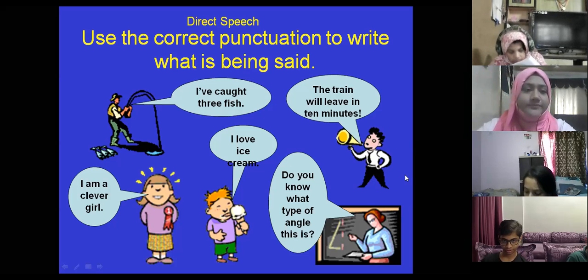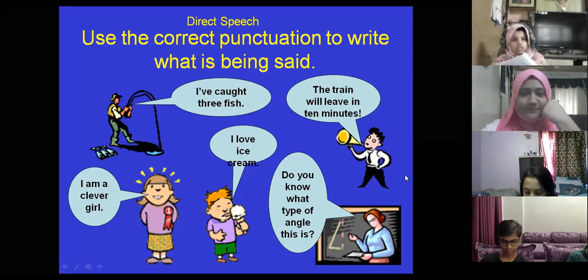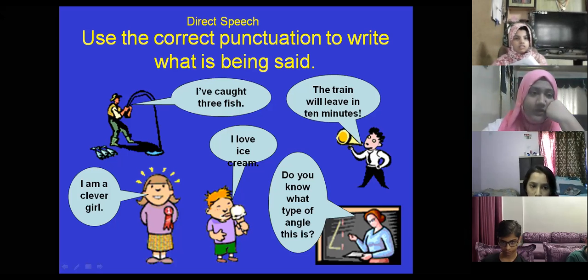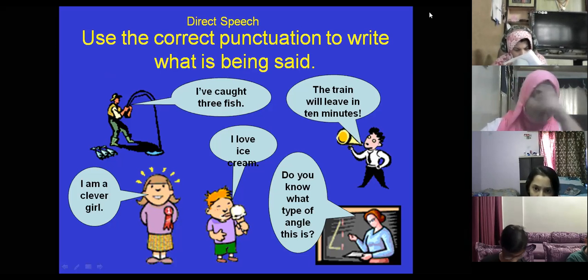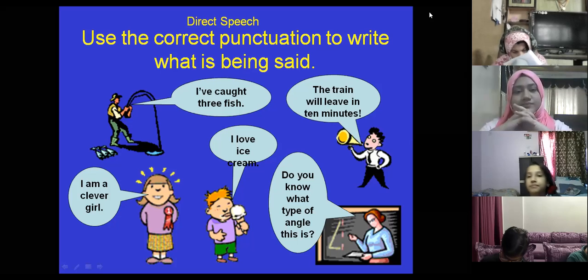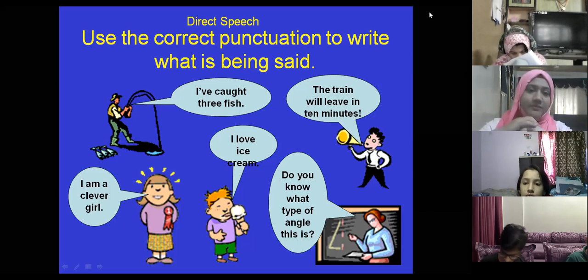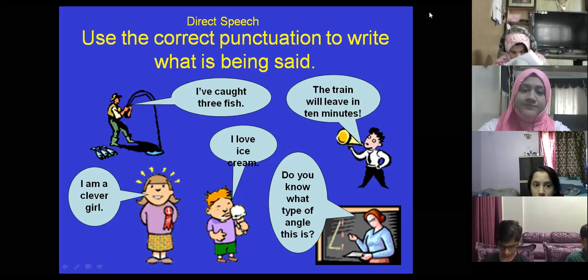Ahmed, are you writing? Okay, good. Ma'am, but the English is wrong. I've got 3 fishes, but it's written fish. So you make the correction. Good observation. Ma'am, what is wrong? I've got 3 fishes. Fishes would be in plural, not singular.